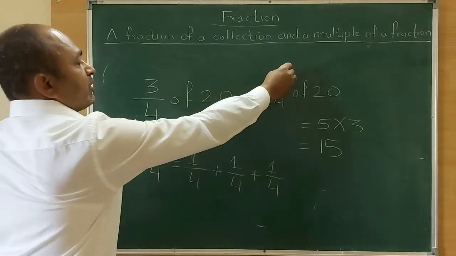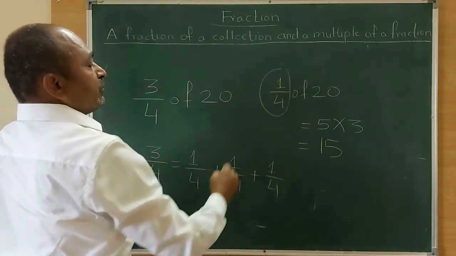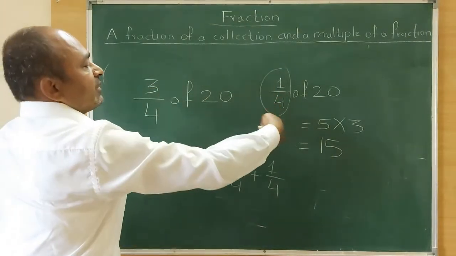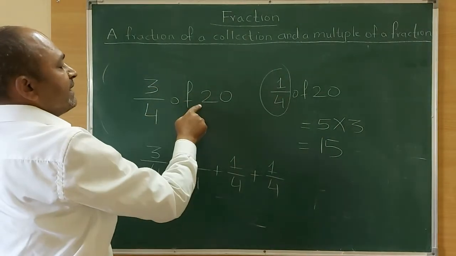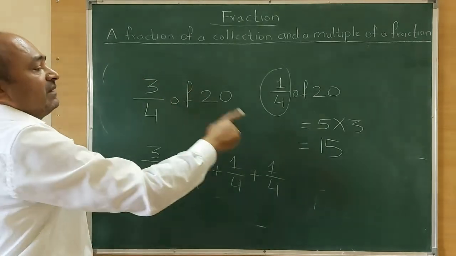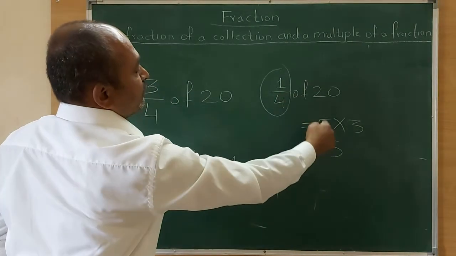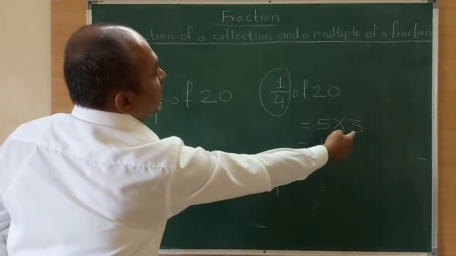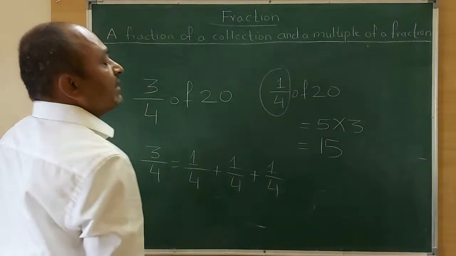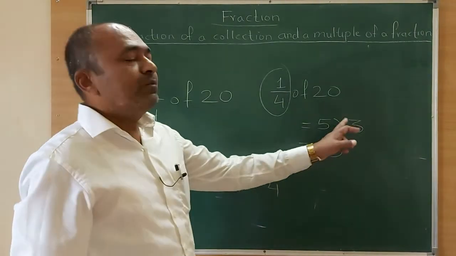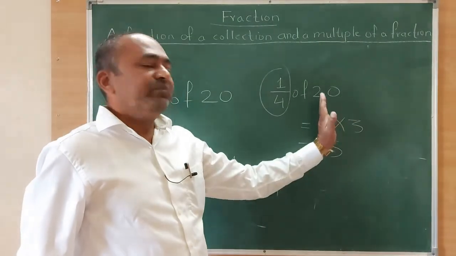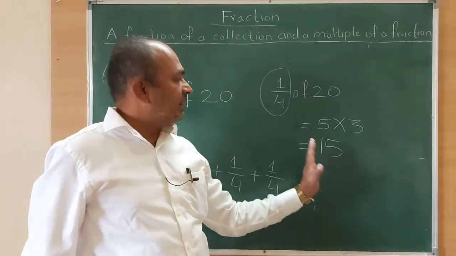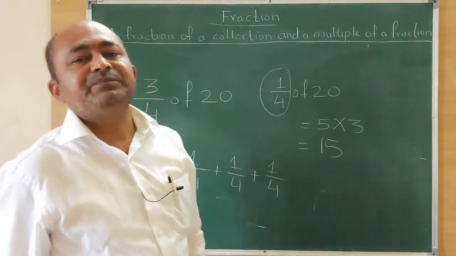First we have to find out 1 upon 4 of 20 and take it 3 times. 1 upon 4 of 20 is 5, and 5 times 3, that is 5 multiplied by 3, is 15. 5 times 3 means 5 plus 5 plus 5. 5 added 3 times or 5 multiplied by 3, same thing, it is equal to 15.